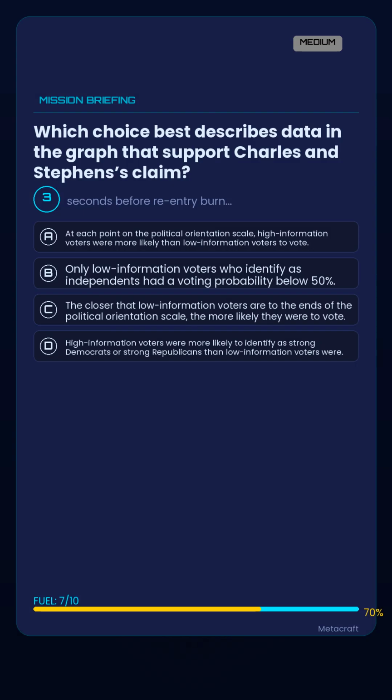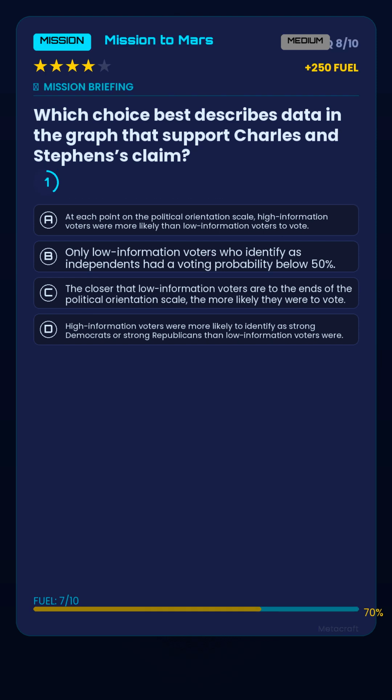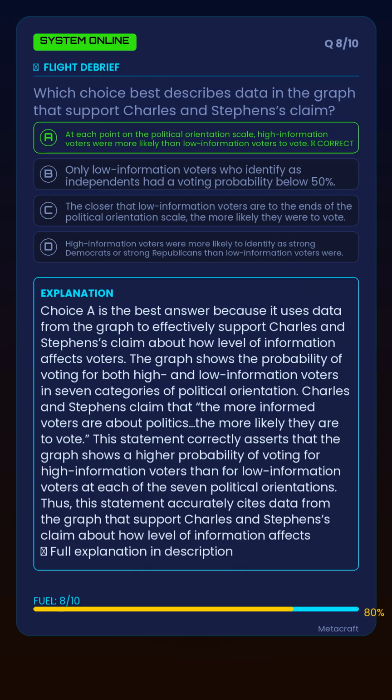Which choice best describes data in the graph that support Charles and Stephen's claim? Option A. At each point on the political orientation scale, high information voters were more likely than low information voters to vote. Option B. Only low information voters who identify as independents had a voting probability below 50%. Option C. The closer that low information voters are to the ends of the political orientation scale, the more likely they were to vote. Option D. High information voters were more likely to identify as strong Democrats or strong Republicans than low information voters were. The correct answer is A.